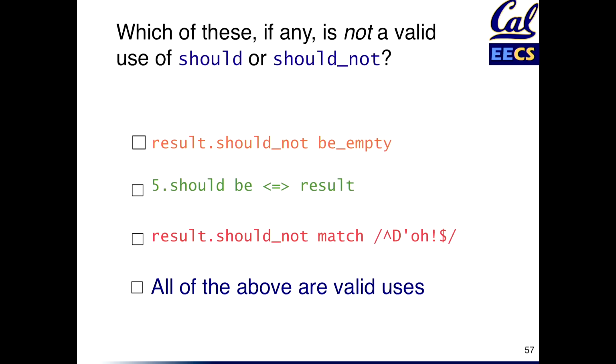We could say something like result should not be empty. We could say 5 should be spaceship result. Result should not match this regular expression. Or is it the case that these are all reasonable? These are all valid uses of calling should or should not. Should and should not are interchangeable for the purposes of this question.